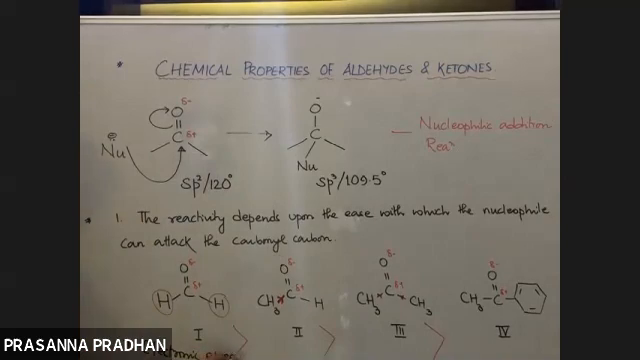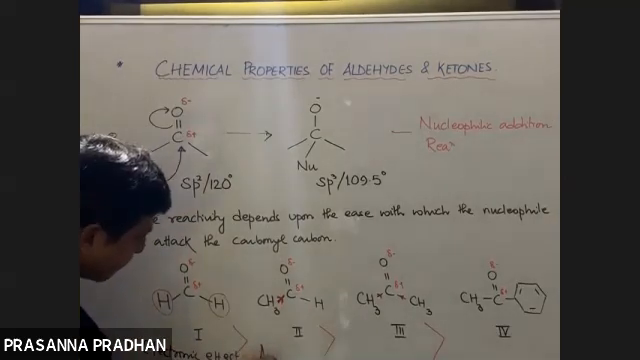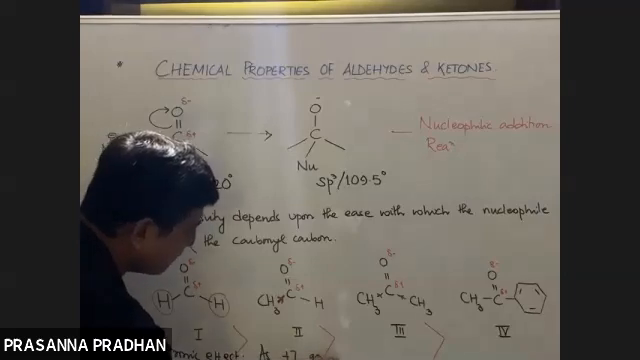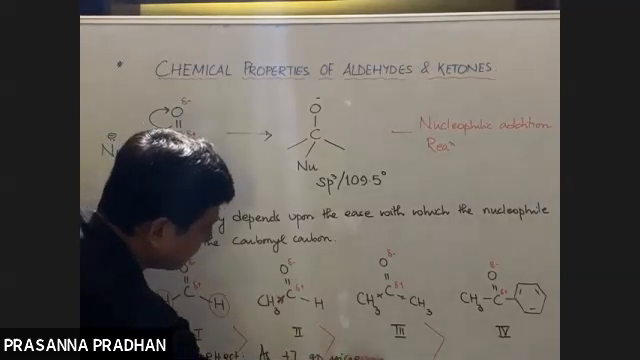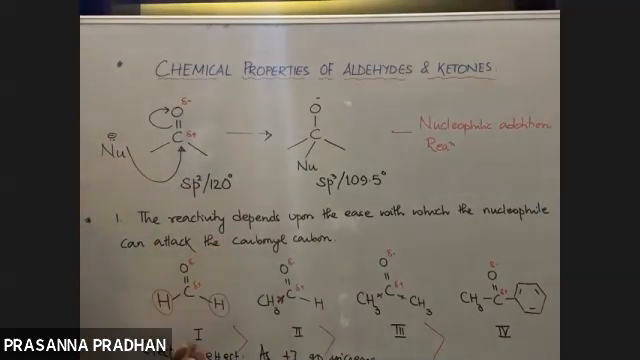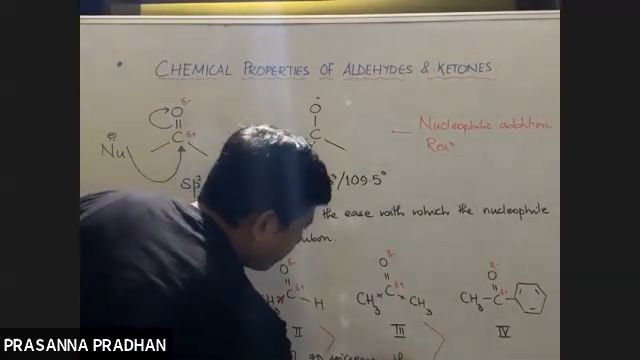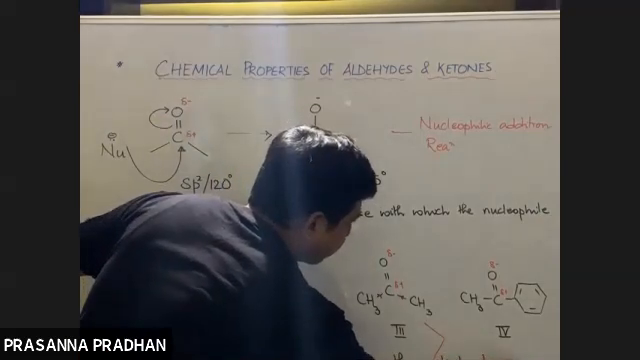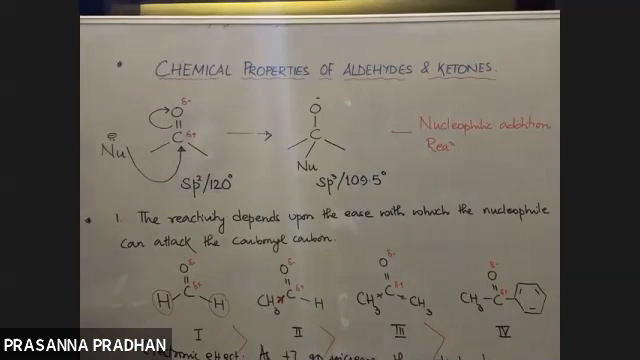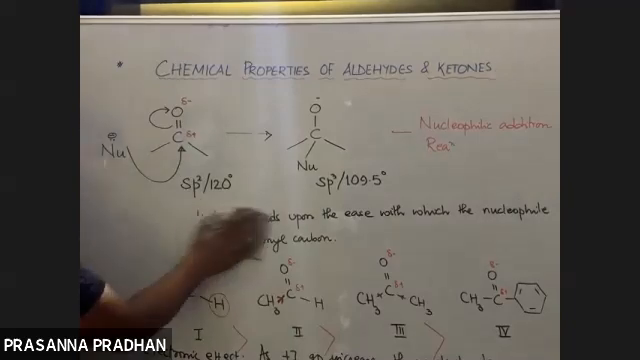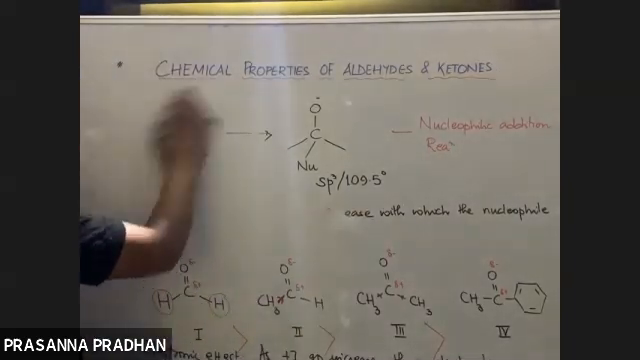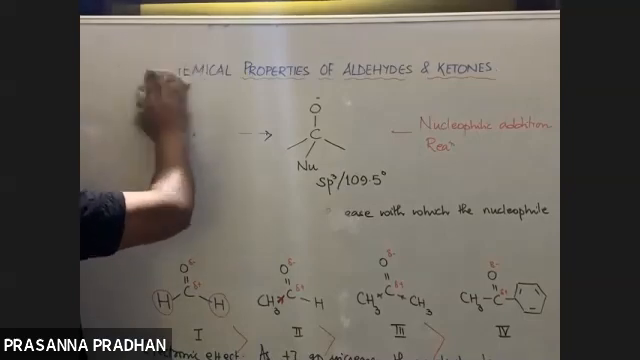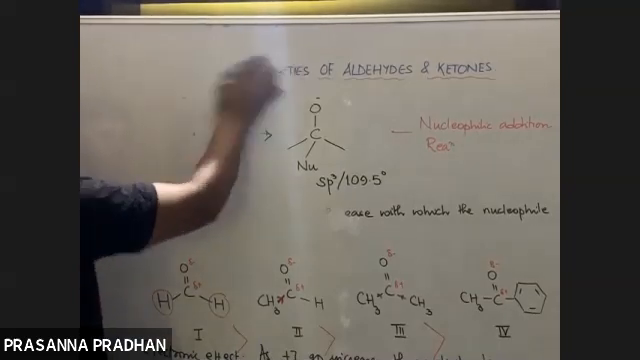Electronic effect. So as the plus I group increases, plus I meaning electron donating group. Which category of compounds has electron donating groups? Alkyl groups. As the plus I group increases, the reactivity will decrease. The reactivity decreases. So this is the logic. I've explained it to you in detail. Now you should be able to answer the questions which I'm going to post today itself.